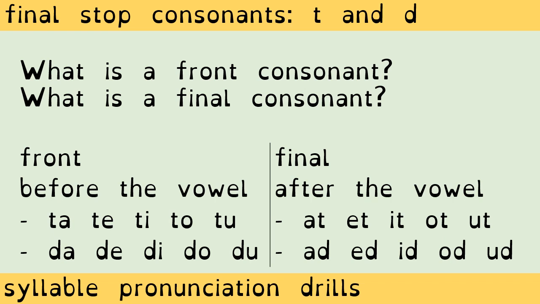The answer is pretty simple. A front consonant appears before a vowel. A final consonant appears after a vowel. So, on the left, you can see that T and D are front consonants. On the right, you can see that T and D are final consonants.